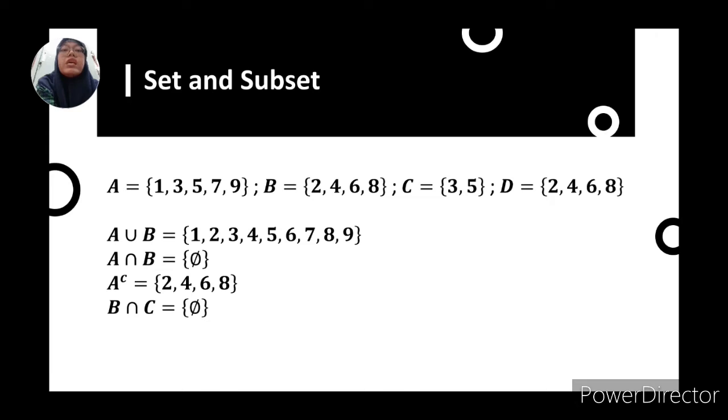A union B equals 1, 2, 3, 4, 5, 6, 7, 8, 9 in the brace. A intersection B is empty set. A complement equals 2, 4, 6, 8 in the brace. B intersection C equals empty set.